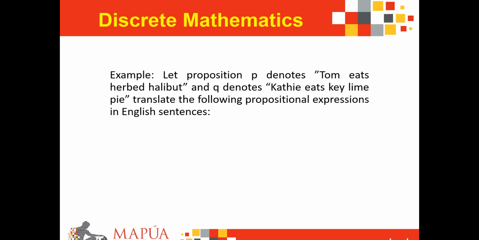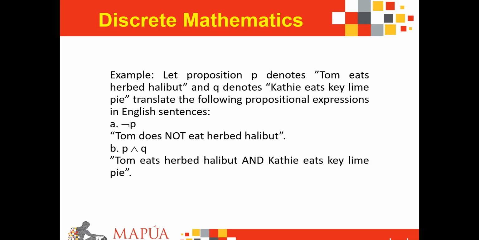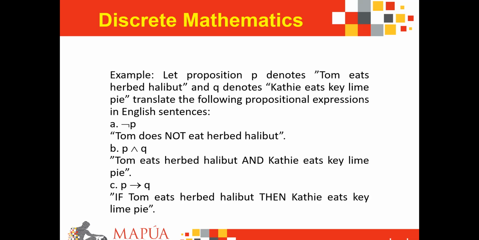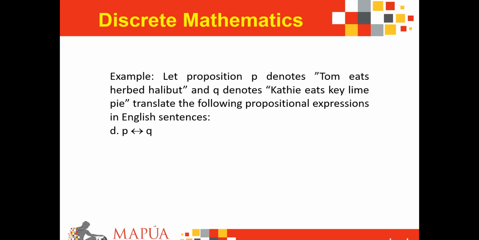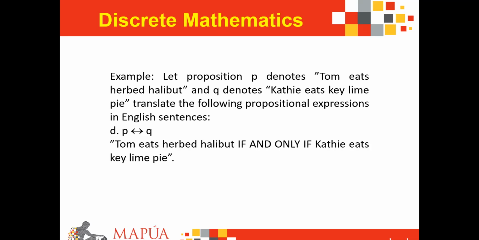Let's take a look at how we use these connectives. On this given proposition, let's say P denotes Tom eats herb halibut, and proposition Q denotes Katie eats key lime pie. If I negate P, it will read as Tom does not eat herb halibut. If I apply the conjunction connective on P and Q, it will state Tom eats herb halibut and Katie eats key lime pie. If I apply implication, this will read as if Tom eats herb halibut, then Katie eats key lime pie. If I apply a biconditional, it will read as Tom eats herb halibut if and only if Katie eats key lime pie.